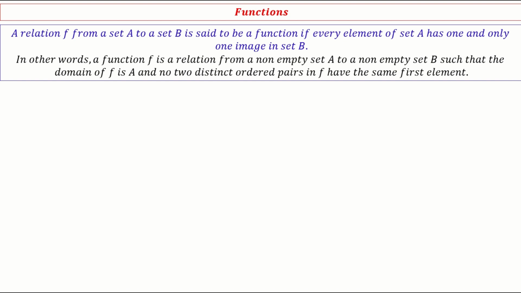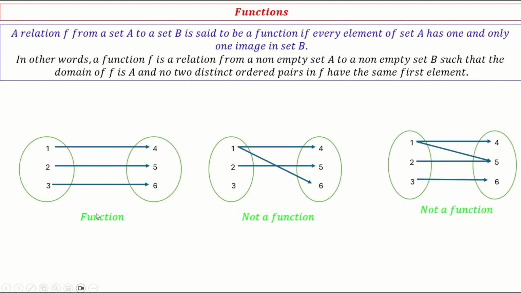Which means you cannot have two images of an element in set A. If you take any element in set A, you cannot have two images of that one in set B. That's the definition of a function. That means it has a unique image. Every element in the first set has a unique image. That's the only thing, then it's called a function. A function is a relation from a non-empty set A to a non-empty set B such that the domain of f is A and no two distinct ordered pairs in f have the same first element. The first element cannot be repeated in the ordered pairs. That's the only condition. So let's see.